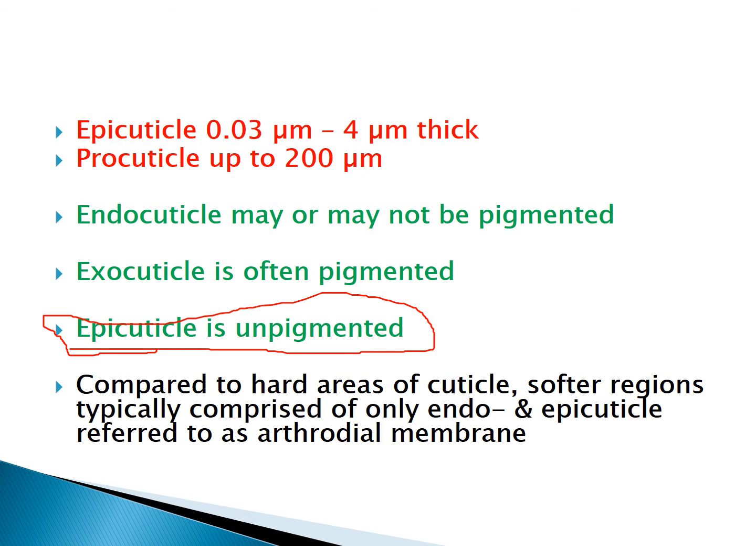Compared to the hard areas of cuticle, softer regions are typically comprised of only endocuticle and epicuticle, referred to as arthroidal membrane. It is the place from which the insect emerges after molting by rupturing its previous or old integument.